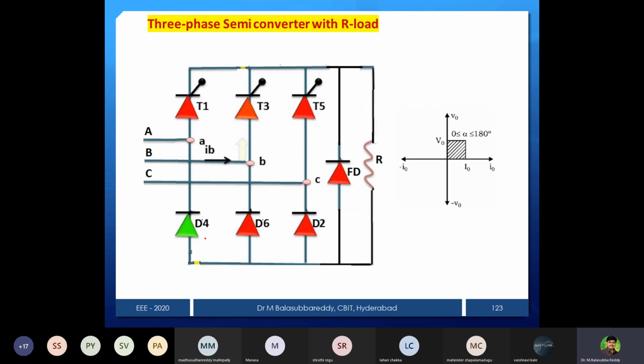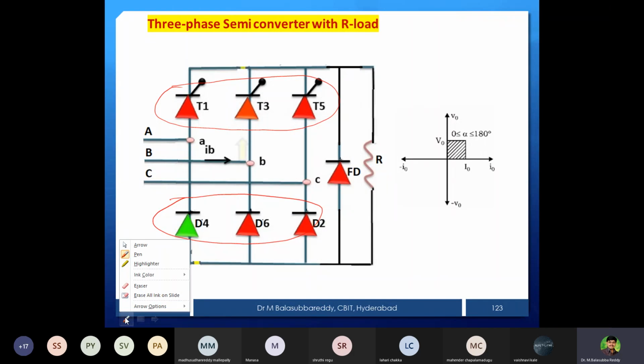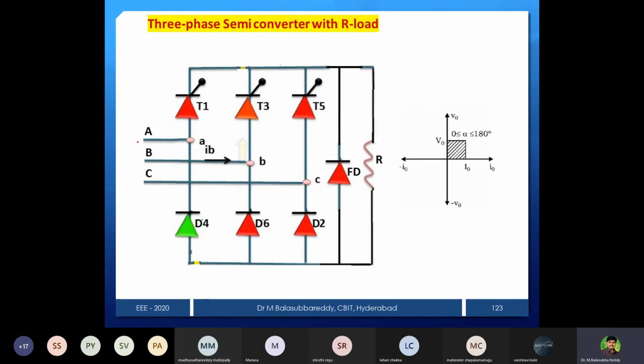But now, when are these diodes going to conduct, T1, T3, T5? Similarly, when are these going to fire? It is a very simple logic. Suppose the A phase: you can see the A phase is connected to this point. How many devices do we have on the A phase? T1 is there, and another one, D4, is connected to the A phase only. The anode is connected to T1 and the cathode is connected to D4.